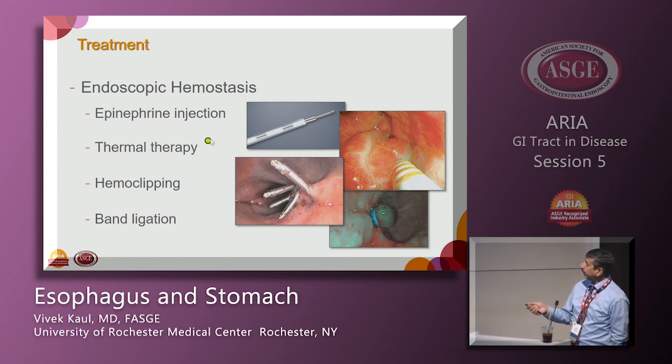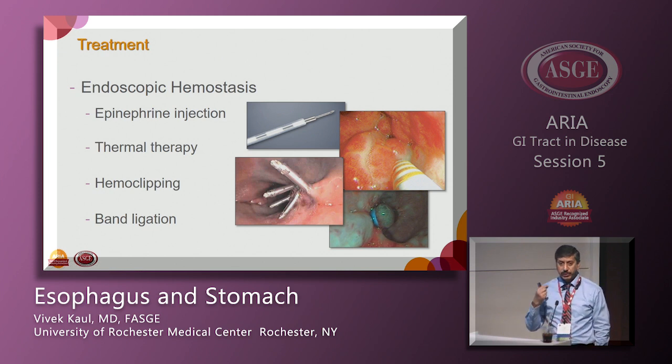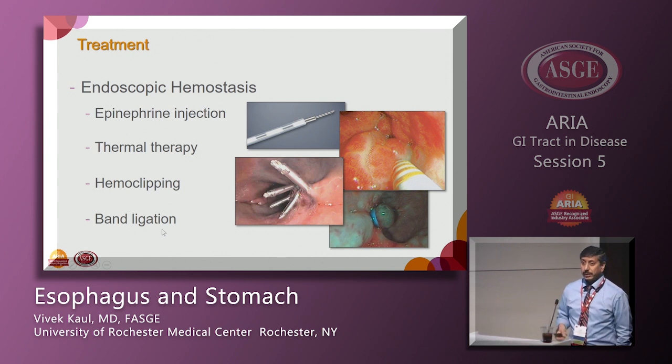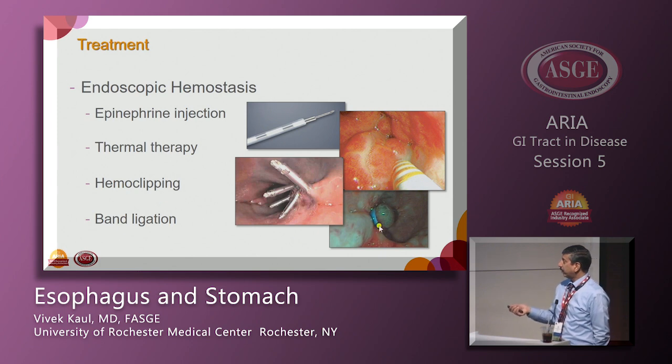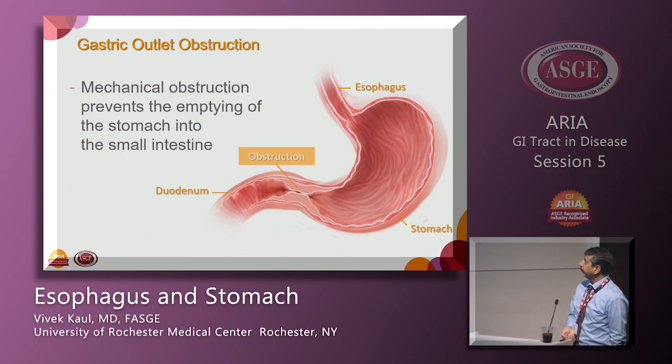So this is the endoscopic intervention that we can perform, a wide variety of them. You can inject epinephrine. You can provide thermal therapies with this cautery probe here. There's many types available. Endoclips are one intervention that have revolutionized endoscopic therapy for the last almost two decades. And you can perform band ligation, as Dr. Rodriguez showed earlier, for varices, which is very effective.